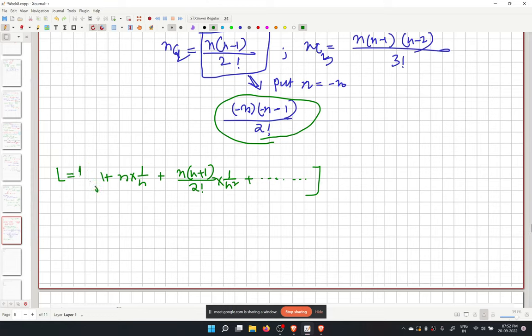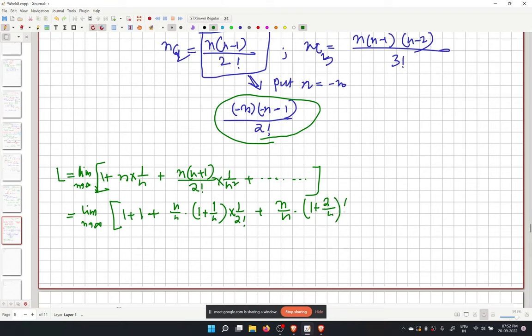So there is a limit as n tends to infinity of this. Again, we can proceed like we did in the previous class. We can write it like n over n times (1 plus 1 over n), so this n square is taken into account here, times 1 over 2 factorial. Then the second term will similarly be n over n times (1 plus 1 over n) times (1 plus 2 over n) times 1 by 3 factorial, and other terms.